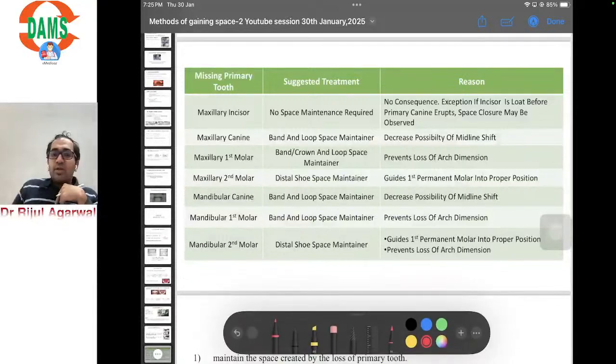So this is just a summary of what kind of space management is to be given. For missing primary maxillary incisors, as I've already told you, no space maintenance is required. There is no consequence, except if an incisor is lost, but that too in the distal direction, not in the anterior region. So the only reasons to give one are aesthetics and speech development. Next, if the maxillary canine is lost, a band and loop space maintainer is given, so as to prevent the development of midline shift.